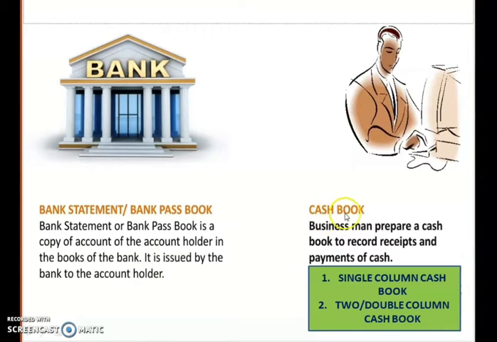Cash book, you know very well about the cash book. A businessman prepares a cash book to record receipt and payment of cash. So there are two types of cash book: single column cash book where only cash dealings are recorded, and double column cash book in which we record both cash as well as bank column.